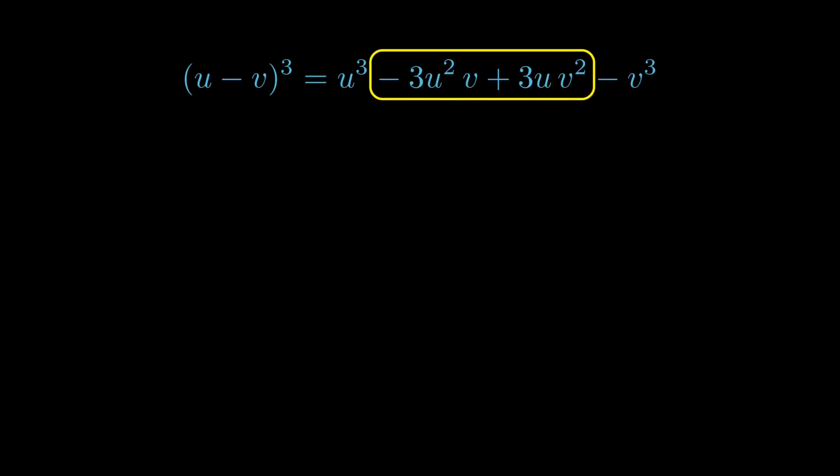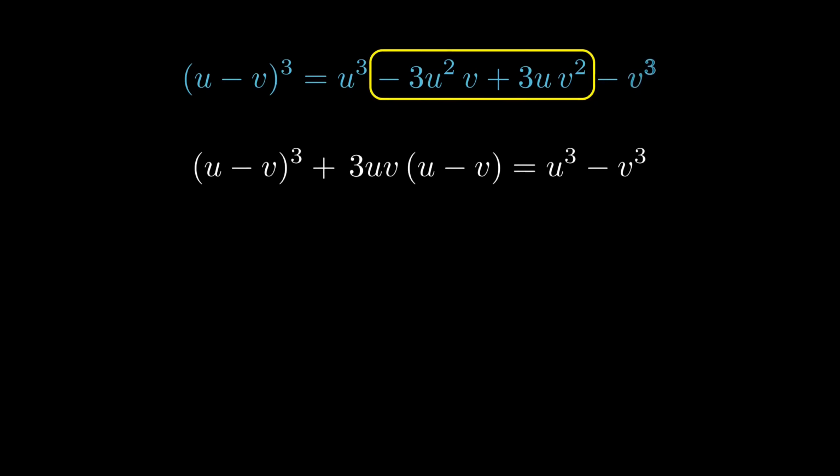We begin with something simple, (u - v) cubed, and we will simply expand it. We will move this part to the left-hand side, which gives us the following expression. And we'll write it the following way. Good.